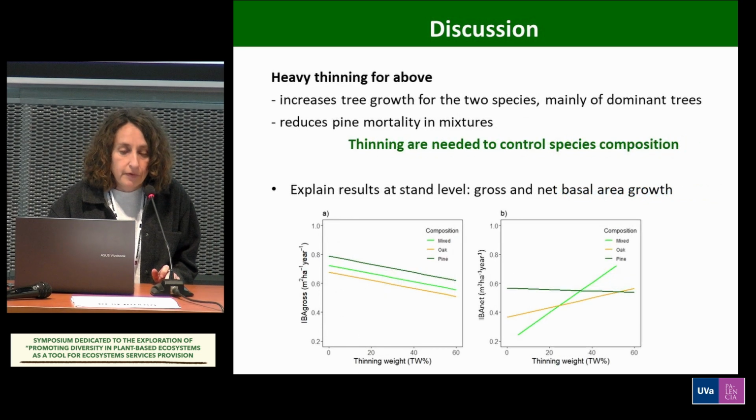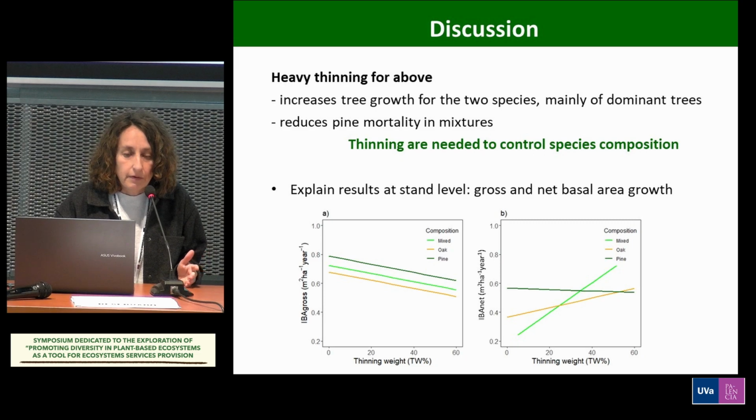And what we learned from the thinning is that if we do heavy thinning in this mixture, it increases the tree growth for the two species, but mainly, of course, of the dominant trees, and reduces the pine mortality in mixtures. So thinnings are needed if we want to control the species composition and maintain the mixture.